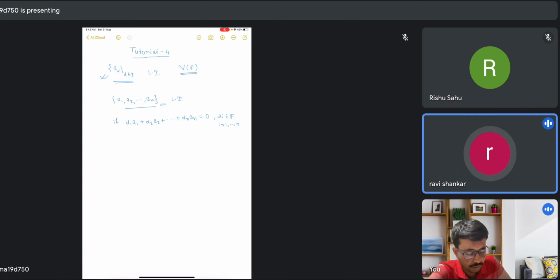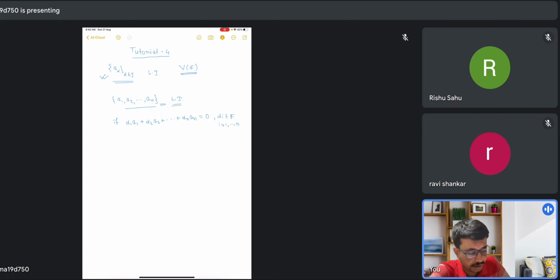They are not all zero simultaneously. When we are talking about linearly independent, then this alpha i must be 0 for all i. Yeah, we will say that this collection is linearly independent if this expression, alpha 1 a1 plus alpha 2 a2 plus up to alpha n an equal to 0, implies alpha i equal to 0. Then we will say that this collection is linearly independent.